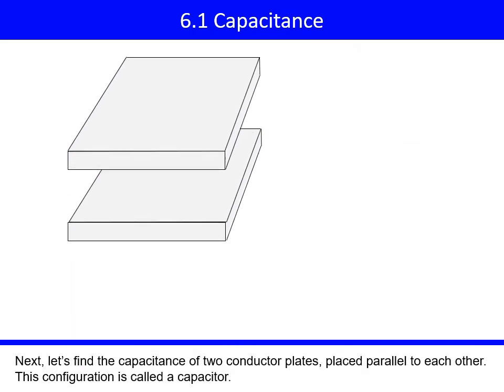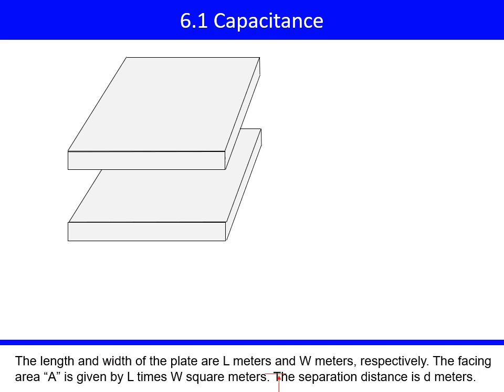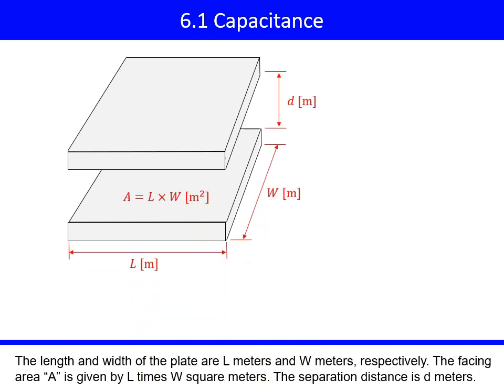Next, let's find the capacitance of two conductor plates, placed parallel to each other. This configuration is called a capacitor. The length and width of the plate are L meters and W meters respectively. The facing area A is given by L times W square meters. The separation distance is D meters.